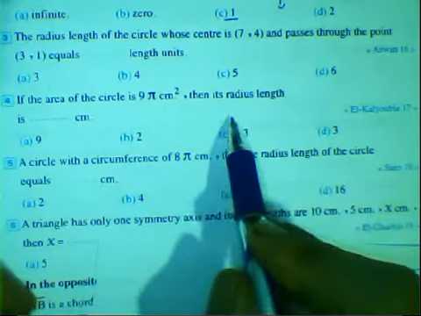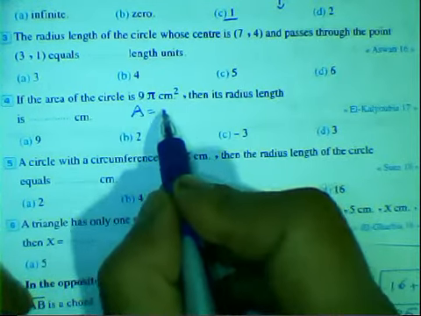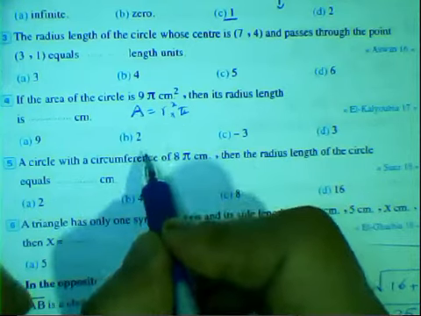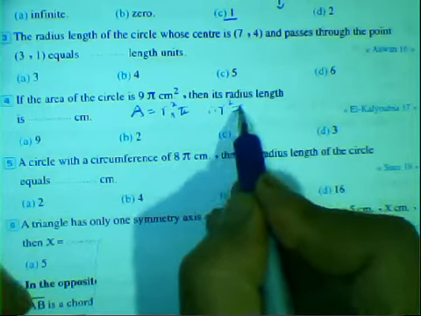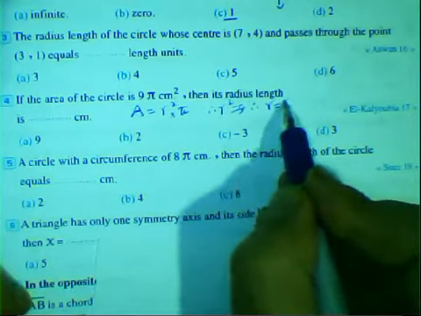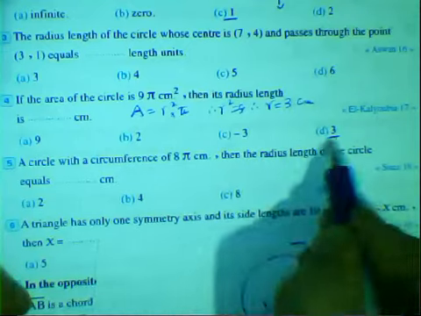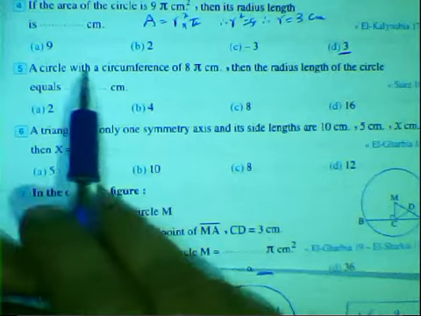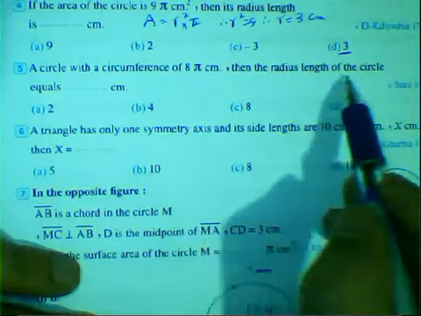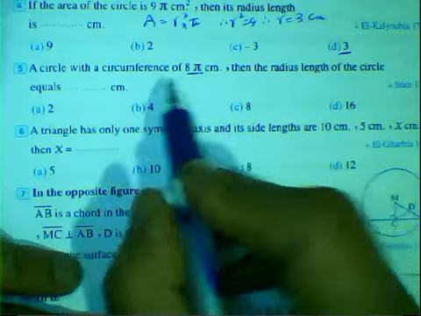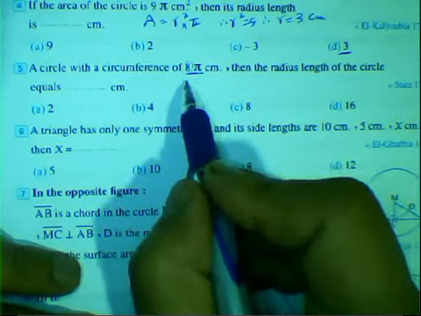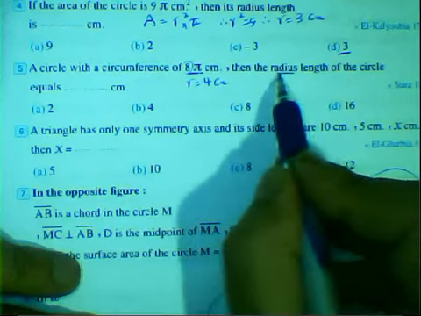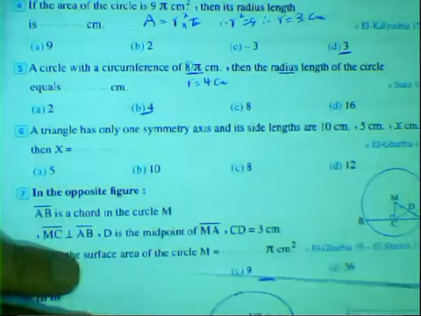If the area of the circle is 9 pi centimeter squared, then its radius will be, we know, area of circle equals pi r power 2. Then r power 2 equals 9, then r will be the root of 9 equals 3 centimeters. The radius will be 3 centimeters. Next: a circle whose circumference is 8 pi, then the radius length of the circle equals, we know, circumference of the circle equals pi multiplied by diameter. So the radius will be half of 8, equals 4 centimeters. He wants to find the radius, so the radius will be 4 centimeters.